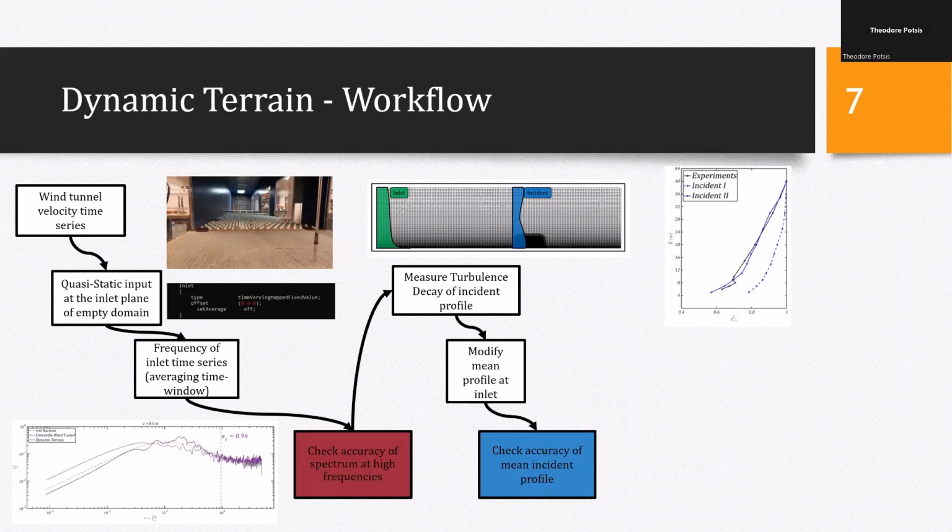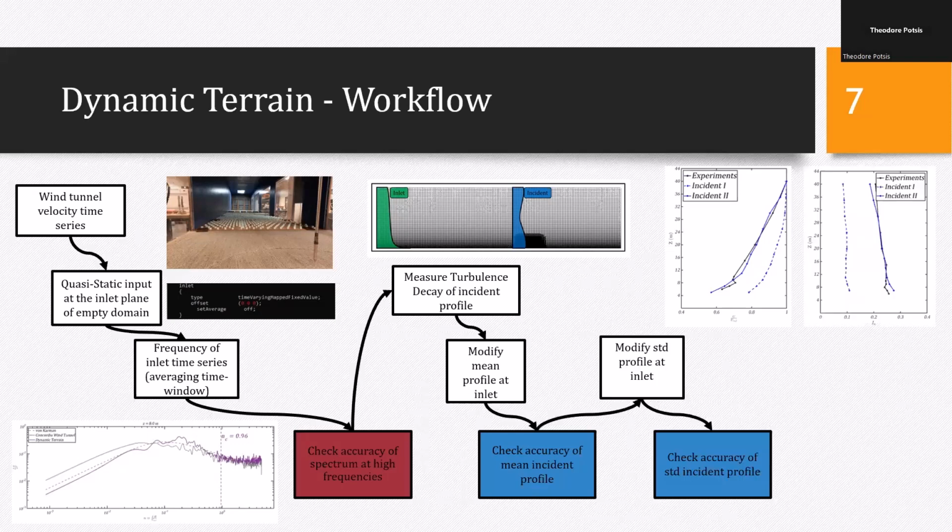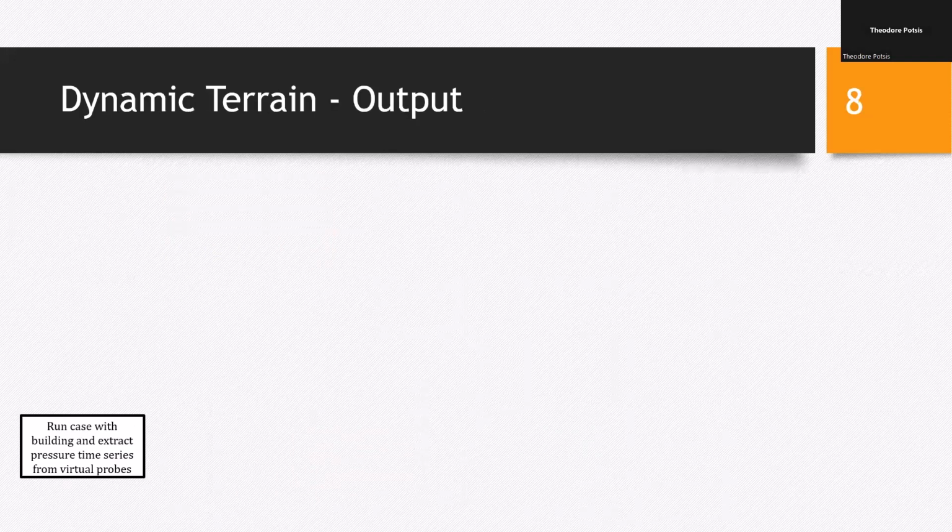We can basically scale this incident profile and make it closer to what we want to model according to the experiments. We do exactly the same thing for the RMS profile, for the standard deviation profile, in order to modify finally the turbulence intensity that will interact with the building. And as you can see, this is also done easily and successfully. And finally, we're ready to run the case with the building, of course, inside the computational domain and extract the pressure time series from virtual probes.